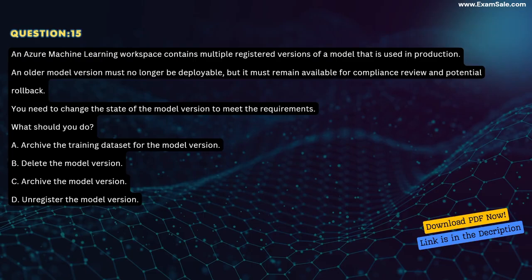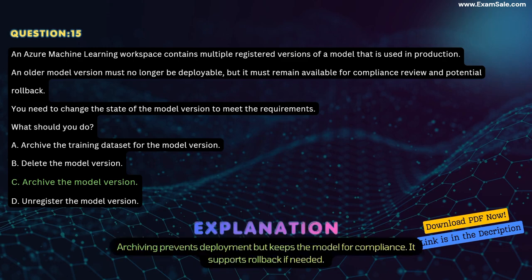A. Archive the training dataset for the model version. B. Delete the model version. C. Archive the model version. D. Unregister the model version. Correct answer: C. Archive the model version. Explanation: Archiving prevents deployment but keeps the model for compliance. It supports rollback if needed.